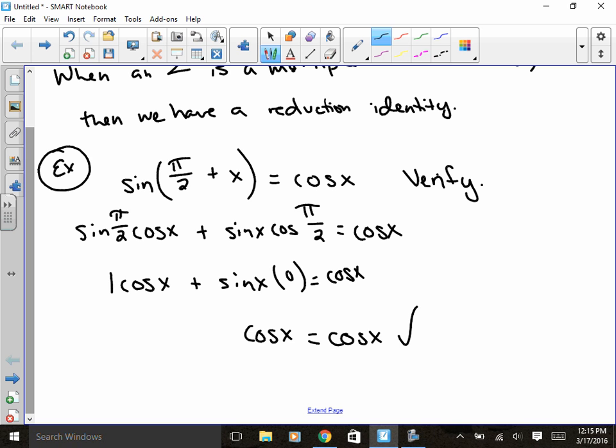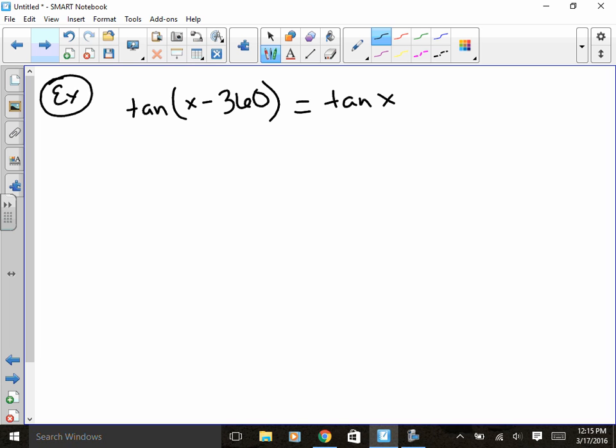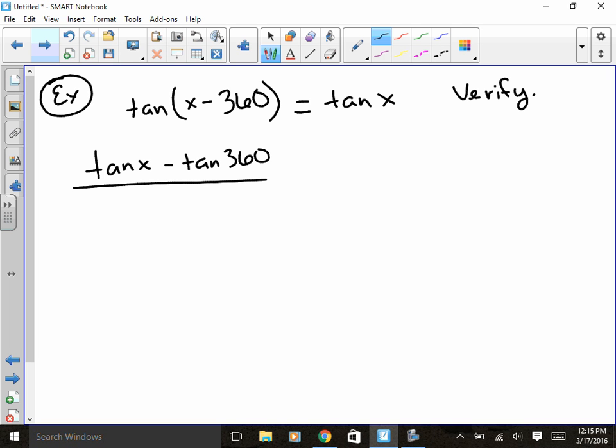Just as another example, we've worked with sum and differences, we've worked with the sine and cosine, but I just want to make sure that we've touched base with a tangent. So we're going to do the same concept here. I've got the tangent of x minus 360, and that's going to equal tangent x. Again, we are just verifying. So I'm going to go ahead and use the tangent difference identity. So I have tangent x minus tangent 360 over 1 plus tangent x times tangent 360. That still, of course, equals tangent x.